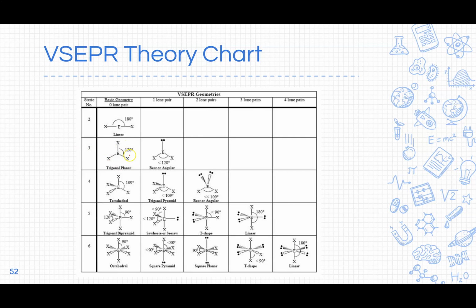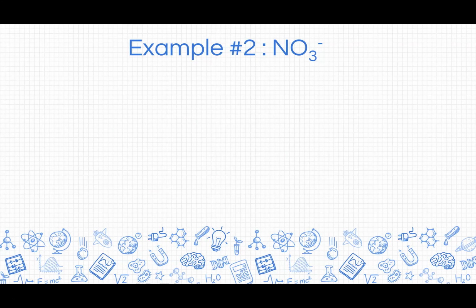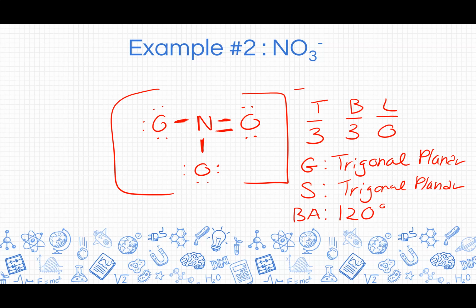Now notice some of these bond angles kind of make sense, right? You have a 360-degree circle. If you divide that by 3, you get 120, right? When you have a linear thing, that's half of the circle, it's 180. So some of them make some sense that way. Okay, so this is trigonal planar.